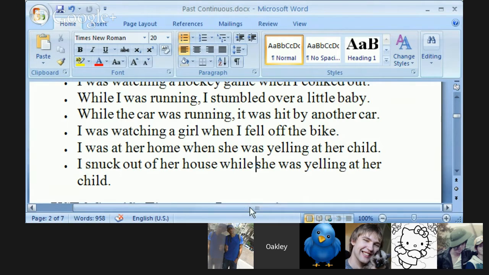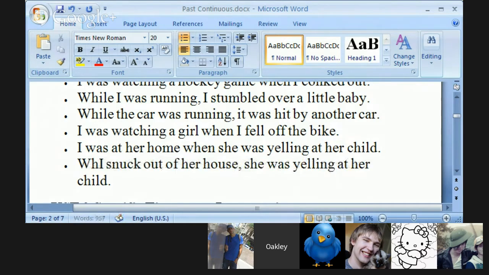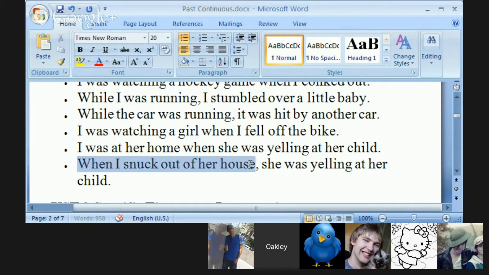Maybe when she was yelling at her child, I was... She was yelling at her child while I snuck. When I snuck out of the house, she was yelling at her child. Makes perfect sense to me. Or she was yelling at her child when I snuck out of her house. Either way, you can always trade the phrases back and forth as well.